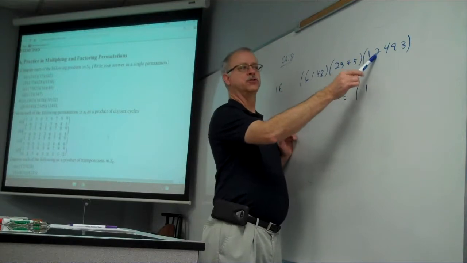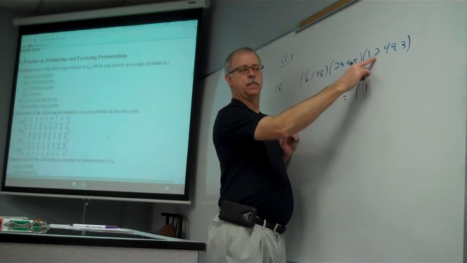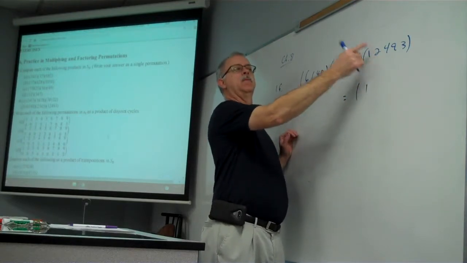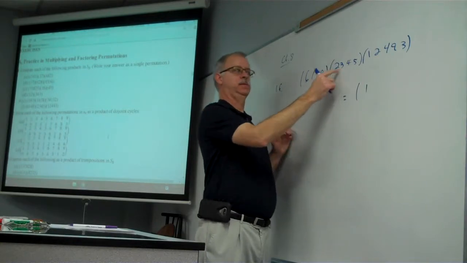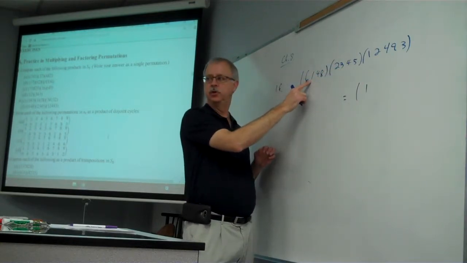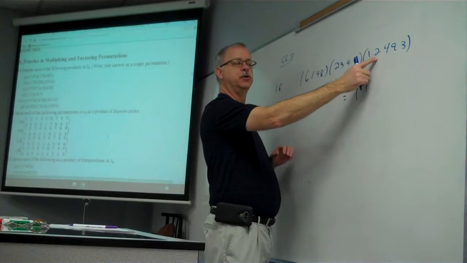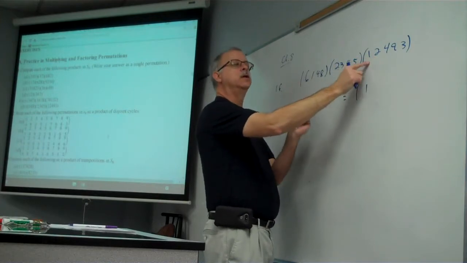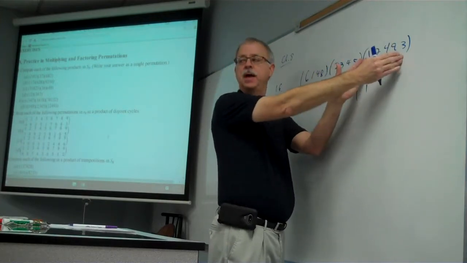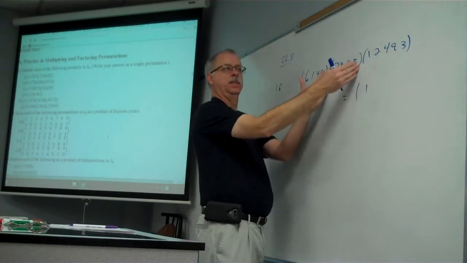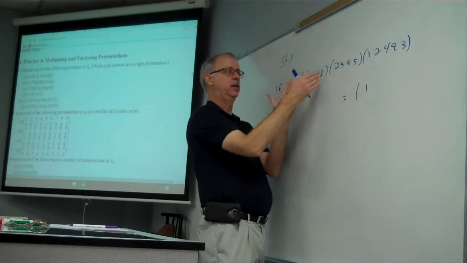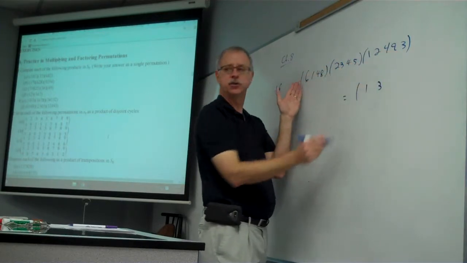So 1 goes to 2. Then 2 goes to 3, and 3 is unchanged. So we follow it through. 1 goes to 2, we've applied that permutation for 1. Then where does 2 go? It goes to 3. 3 is unchanged. So ultimately 1 goes to 3.